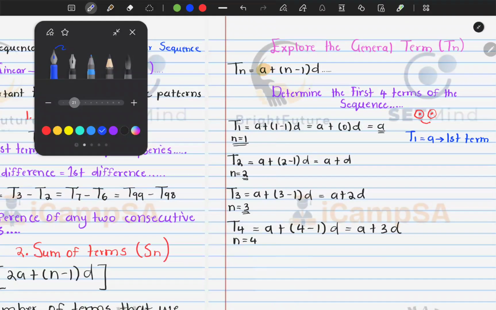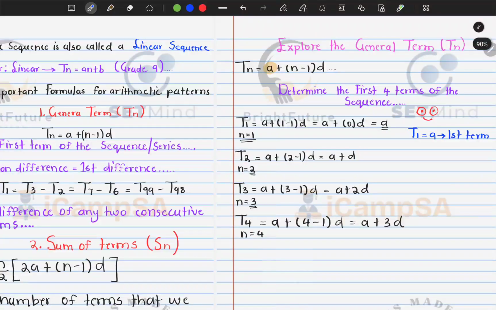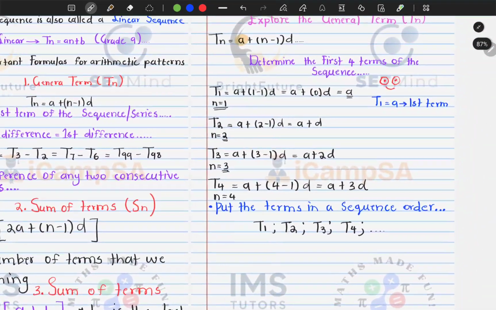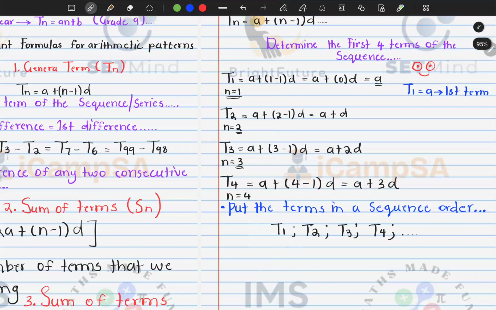So now that we have our terms, we are going to put them in a sequence order. And then we'll start exploring some properties that we need to take away. So essentially we'll have T1, and then T2, and then T3, and then T4, and so on. The other terms we are not going to put in. So let's go ahead and put these terms as listed here. For T1, we have a, then we have a plus d, then we have a plus 2d, and then we have a plus 3d.